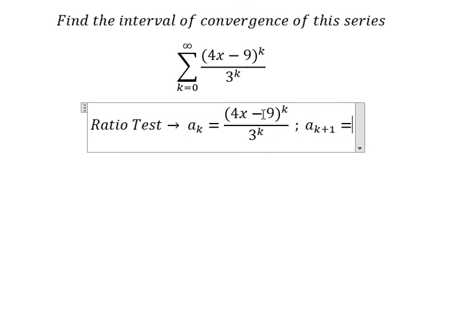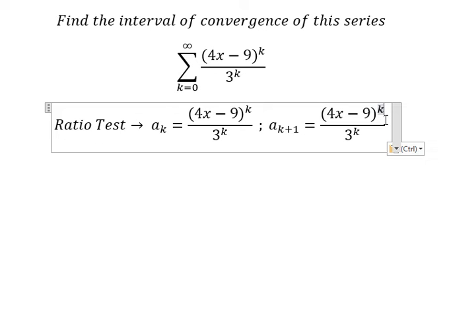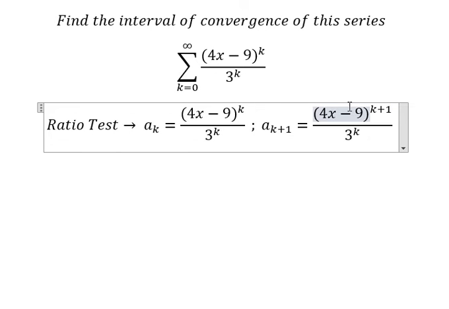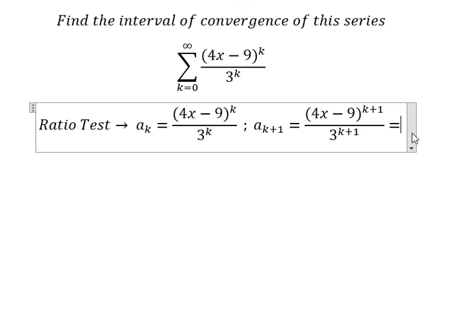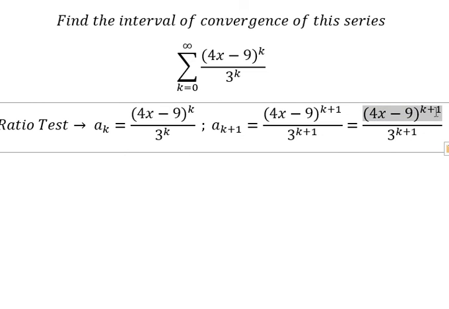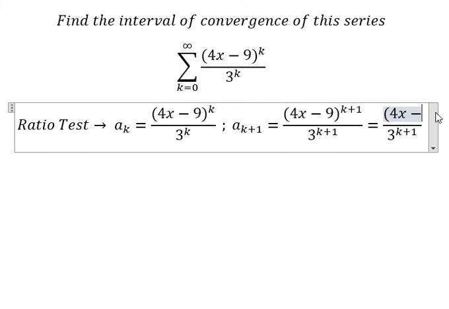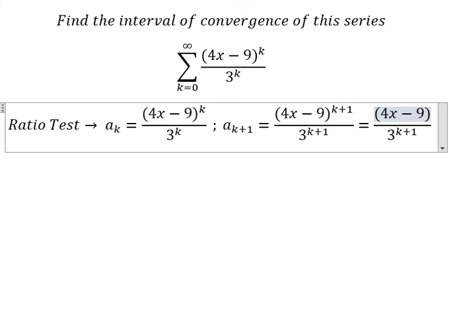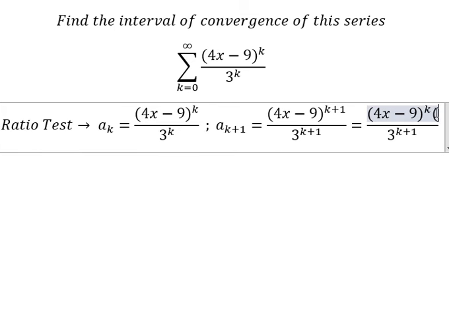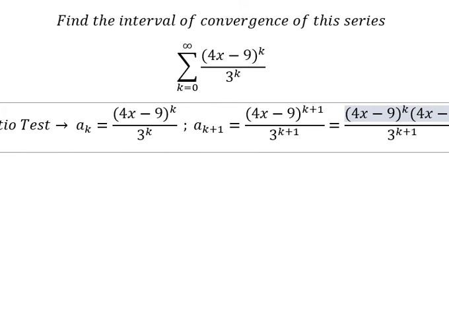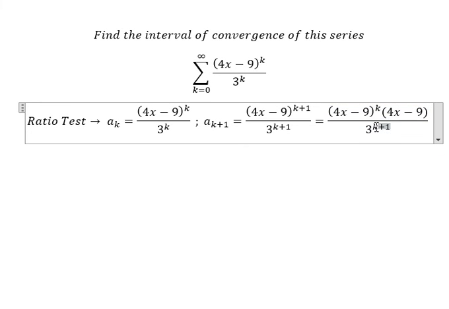So we will get it like this, but we will have number 1 in here and number 1 in here. So this one we will get (4x minus 9) to the power of k multiplied by (4x minus 9). This one you get number 3 multiplied by 3 to the power of k.